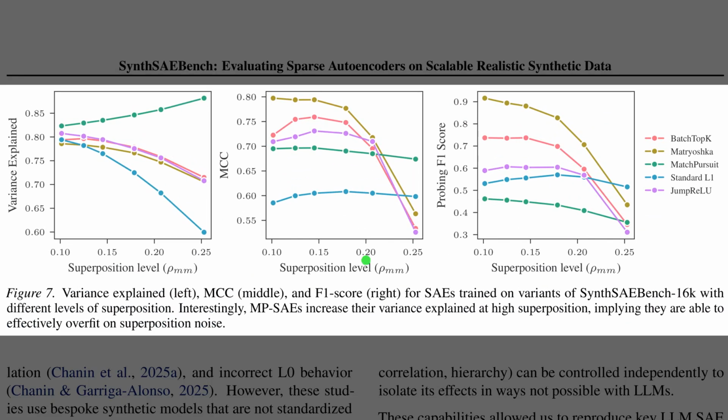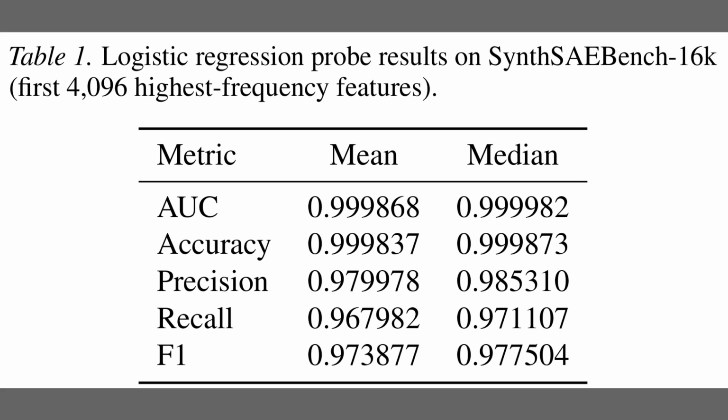Alright, Figure 7 digs deeper into this anomaly by testing how the models handle increasing levels of superposition noise. On the far left, plotting variance explained, notice the green line for matching pursuit SAEs. As the noise level on the x-axis goes up, every other architecture gets worse, which makes sense. But the matching pursuit model actually improves its reconstruction score. The middle and right panels expose the trap, though. Despite that high reconstruction, its feature quality scores flatline or drop, proving it is just overfitting the noise rather than learning the real features.